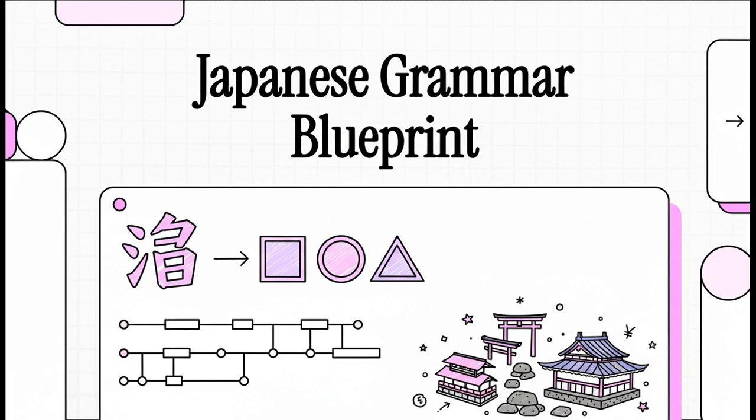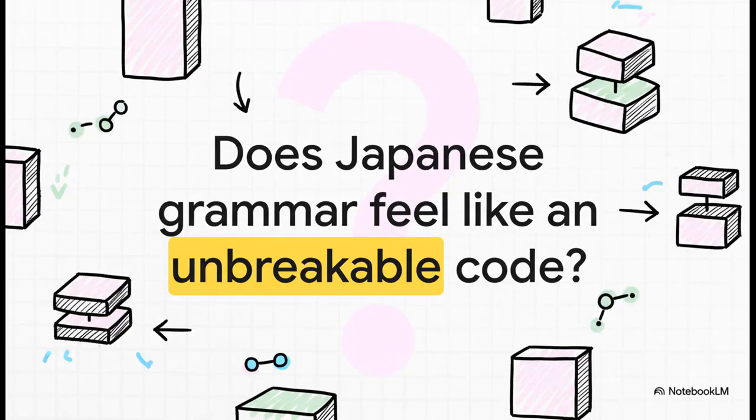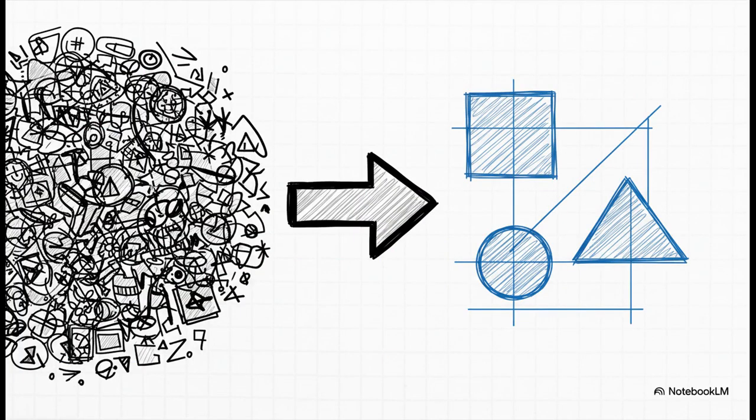So let's get started. You know, if you've ever stared at a Japanese sentence and just felt completely lost, you are definitely not alone. It's such a common feeling. The word order seems all backwards, you've got these little words floating around, it can honestly feel like you're trying to crack a secret code. But what if I told you it's not a code at all? It's a blueprint. Every single piece has a very specific job.